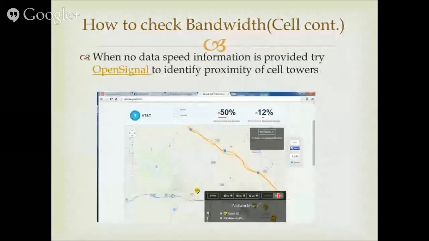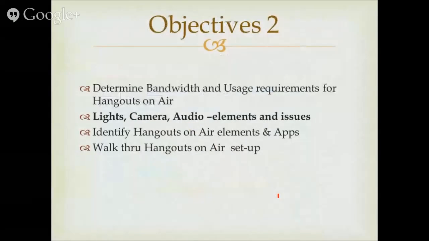So that brings us back, and we'll continue on. We've already talked about OpenSignal. So that pretty much wraps up the first objective. You want to be able to determine the bandwidth and the usage requirements for Hangouts on Air. By the way, these usage requirements are for running a presentation. They're not exactly the same requirements that you use for streaming. When you're viewing a presentation after the fact, you're actually streaming that data, and again, it's going to depend on the window size associated with the data that you're streaming from YouTube.